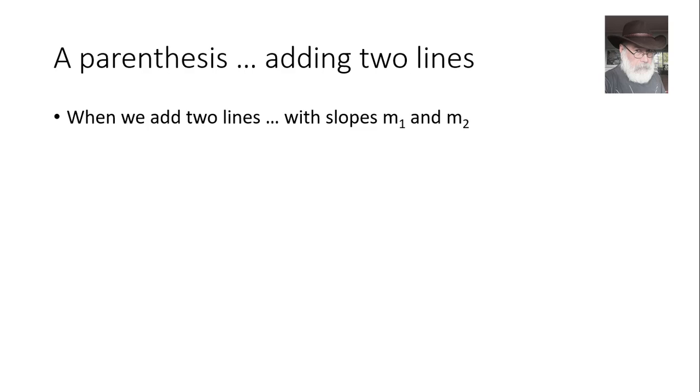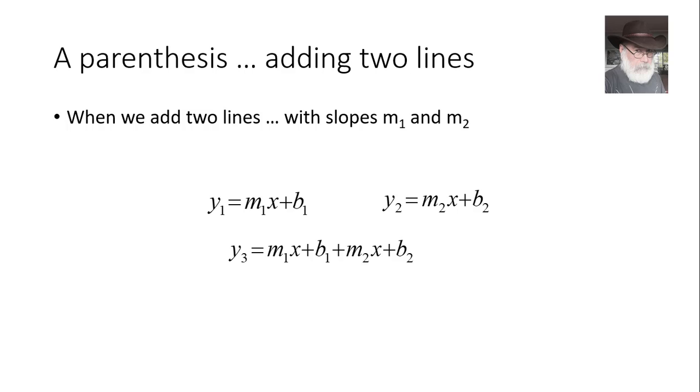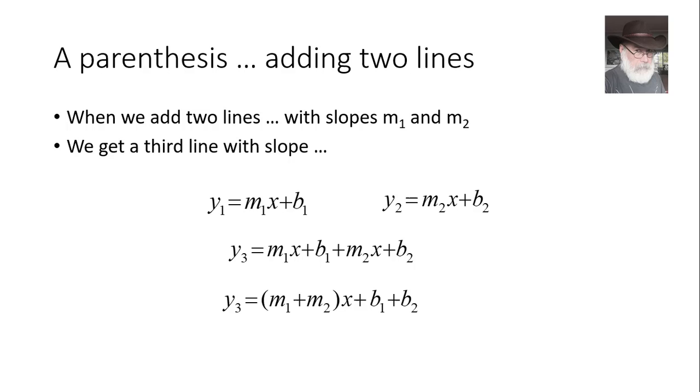Let's prove it. When we add two lines with slopes m1 and m2 like those two, what we get is a third line. Factor out x, and we get that the slope of the sum is m1 plus m2, the sum of the original slopes.